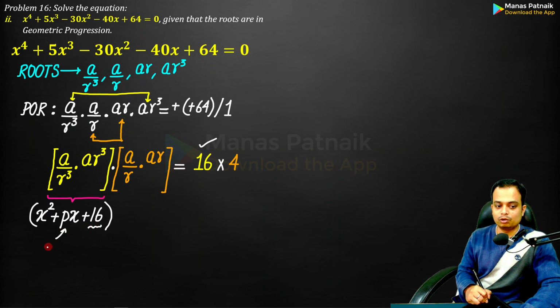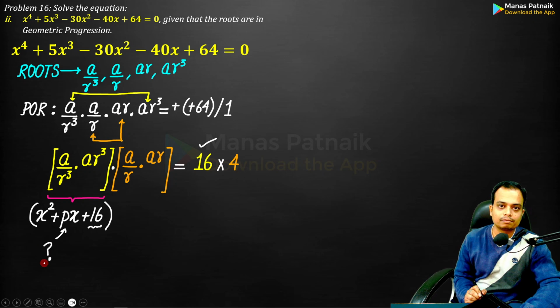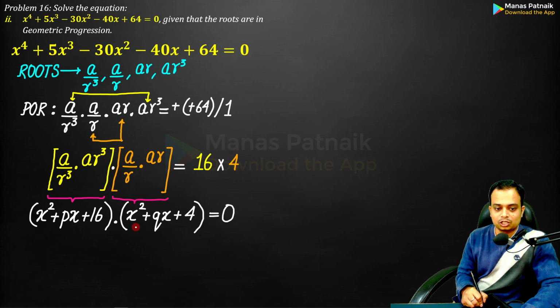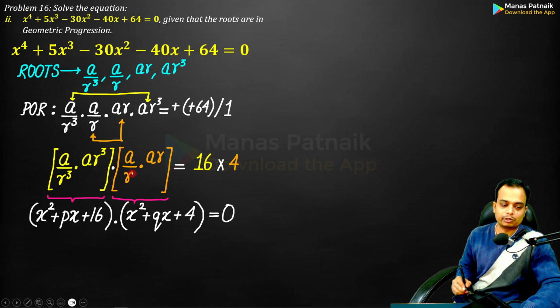Sum of the roots, we don't know what the sum of the roots is. But we can work it out. In the second pair, the orange pair, x square plus qx plus 4. Product of the roots. This is also product of the roots. Product of first and fourth root. This is product of second and third root. I hope this is clear to everyone.